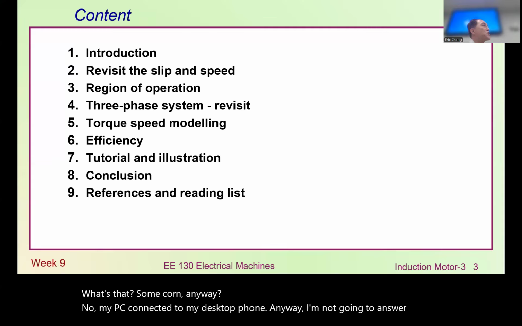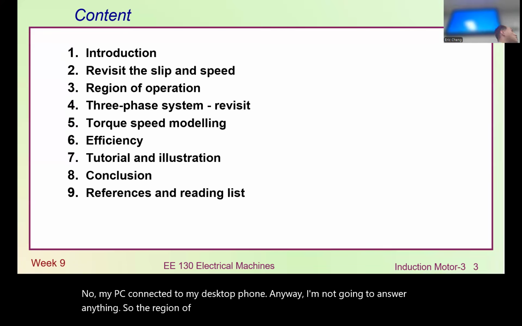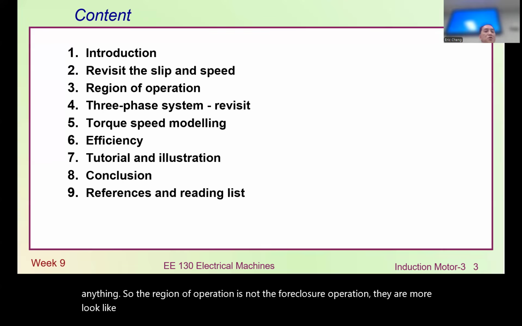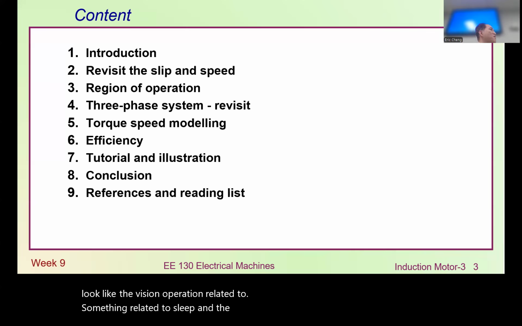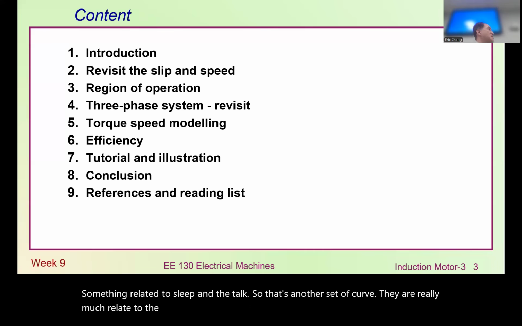So the region of operation is not the four-quadrant operation. They look more like the region of operation related to slip and torque. So there's another set of curves. They are much related to the first quadrant and also the second and third quadrants, but we're going to talk about it in more detail.